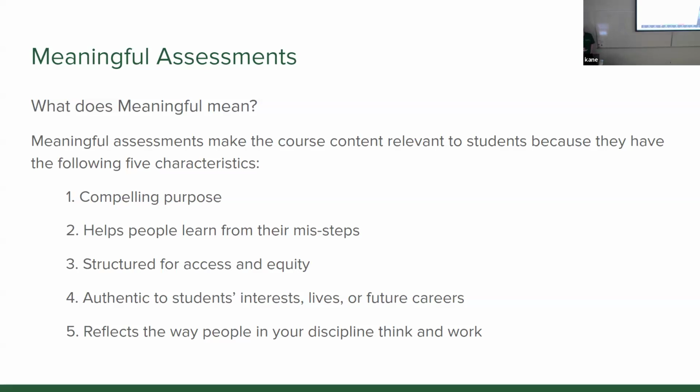Authentic to students' interests, lives, and future careers. Again, this is kind of obvious, but it fosters intrinsic motivation by providing opportunities for students to take responsibility for and use their own agency in learning. So last session, I talked a little bit about engagement based on who you are as the instructor and making things authentic to the job field that you're looking at. And this is a little different because this is saying, I want to give opportunities for students to use their own life experiences and to take on some agency in this class.